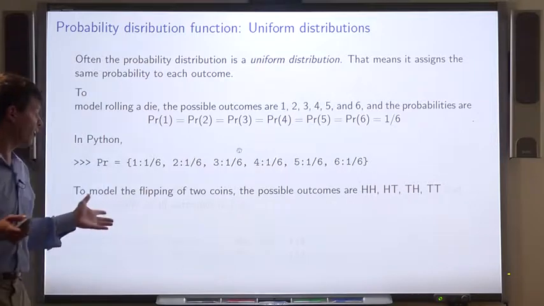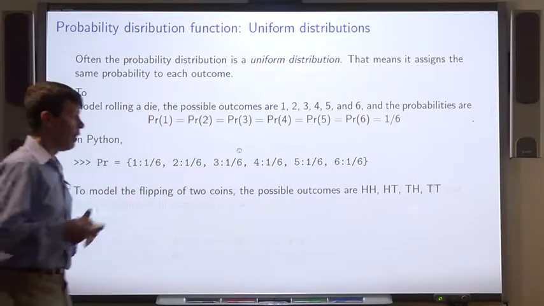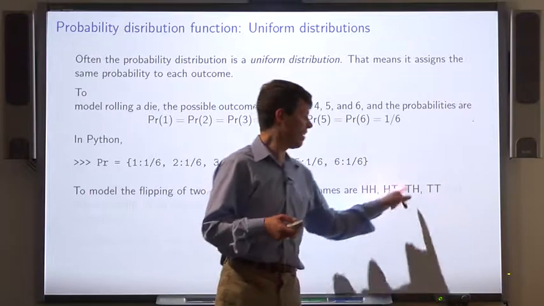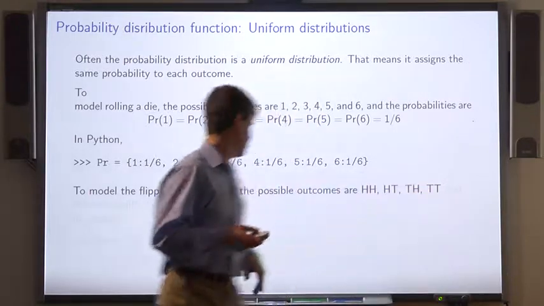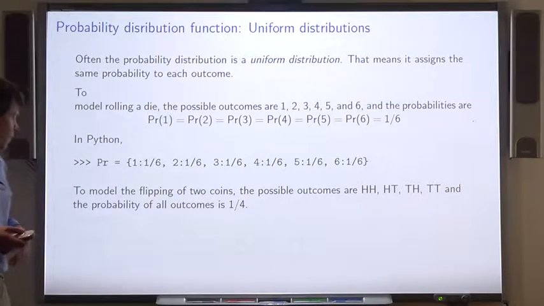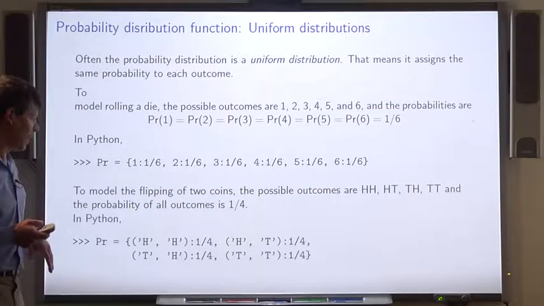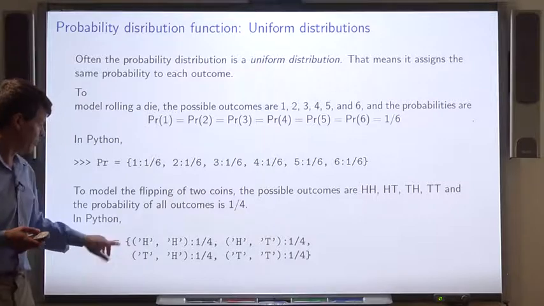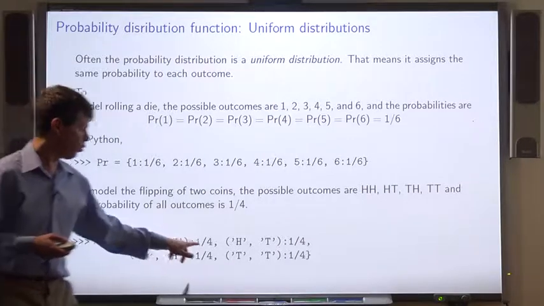Another example, to model the flipping of two coins. The possible outcomes are heads, heads, heads, tails, tails, heads, and tails, tails. And the probabilities are all 1/4. We represent that function in Python by this dictionary. It maps the pair heads, heads to 1/4, and so on.